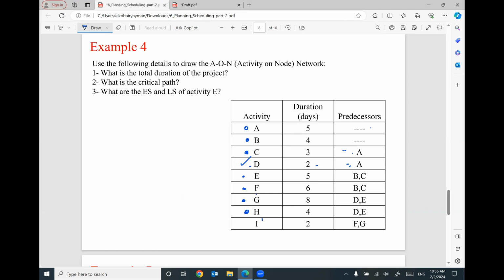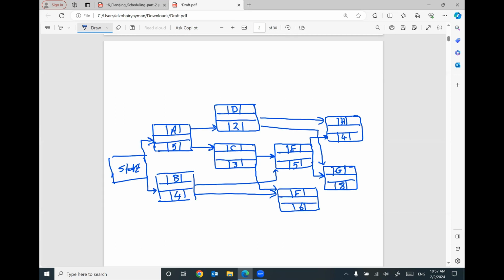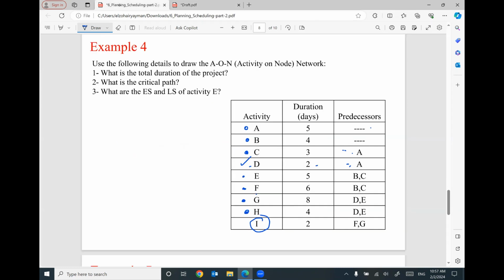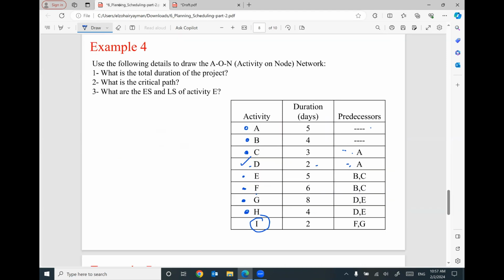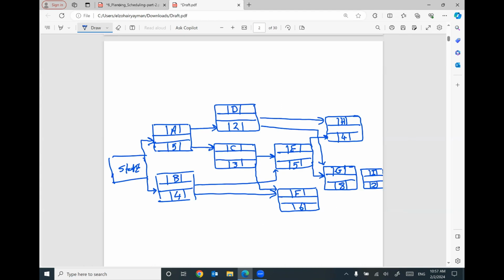There is one more. I has predecessors F and G. F and G, so I can put I here. We have very limited space. So I has a duration equal to, with predecessors F and G. Here is F, here is G.